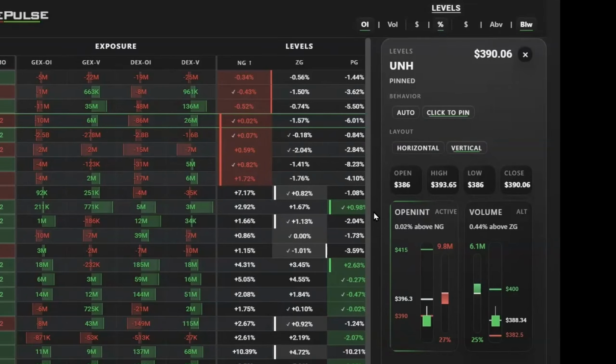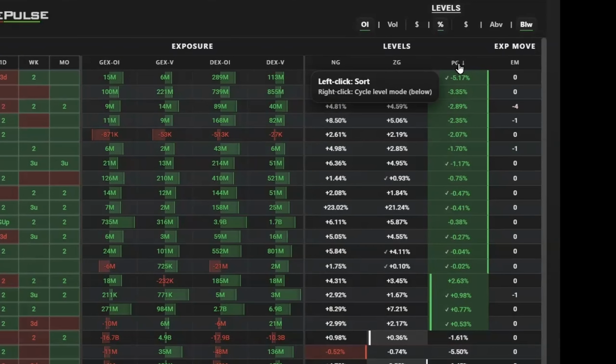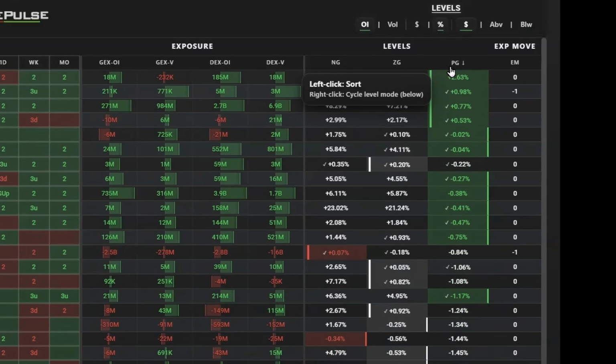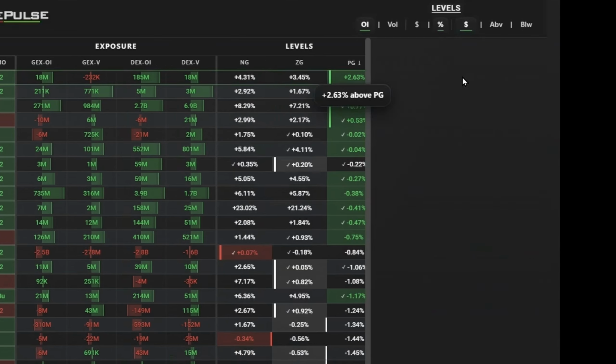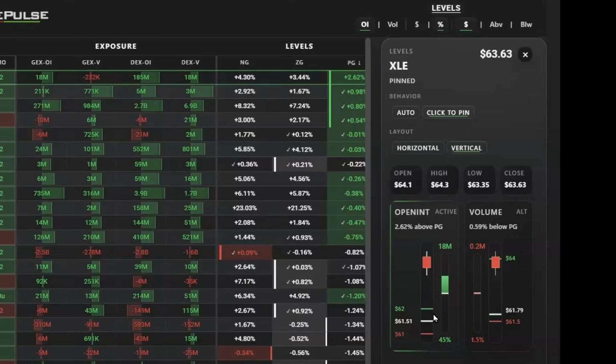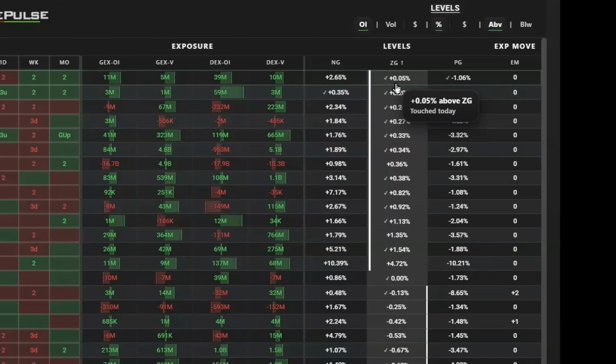Now, if we want to see what is the most above PG, you can click up here or right click the header of the column and it cycles through. But here we can see XLE is the farthest above its PG level. And then if you wanted to sort and see what is just above its ZG level, for example, there you go. And you can see we're just above it.